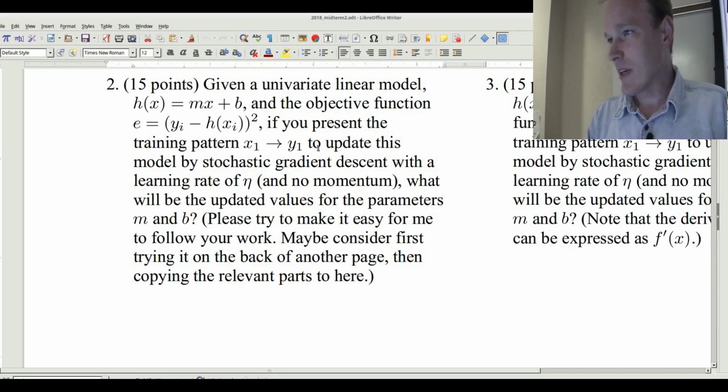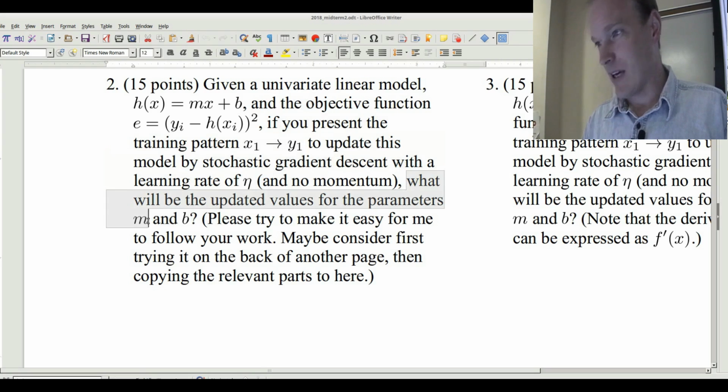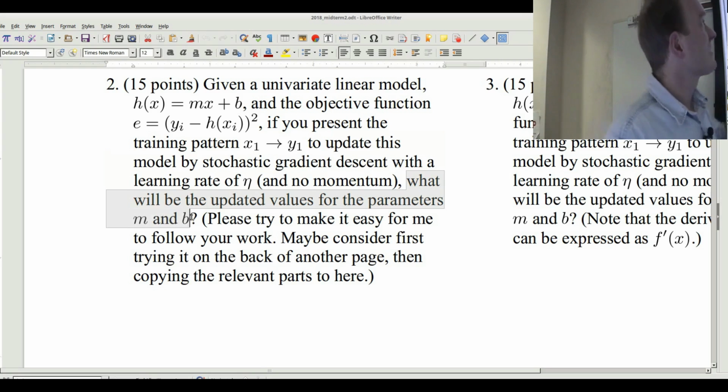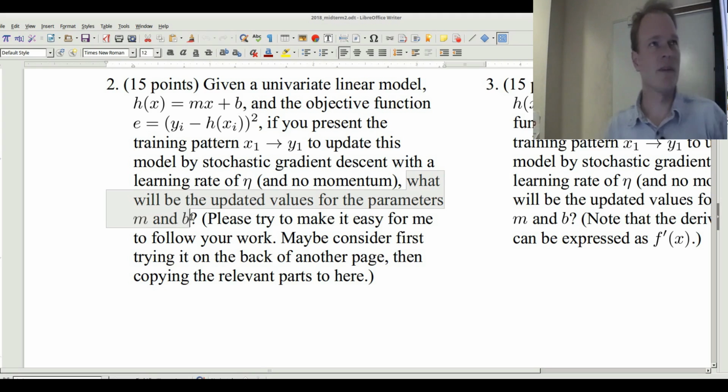Number 2, given a univariate linear model, h of x equals mx plus b, and the objective function equals that. If you present the training pattern x to y to update this model by stochastic gradient descent, what will be the updated values for m and b? Do you see that this is pretty much the same problem you did on the previous exam, except that I gave you no numbers? So instead of saying, hey, do it on a calculator, now I'm saying, do it in symbolic math.